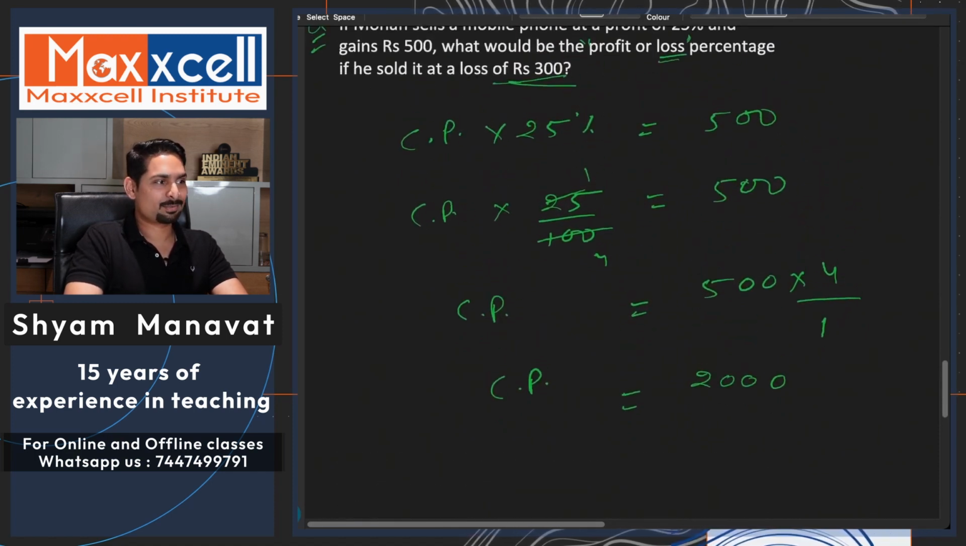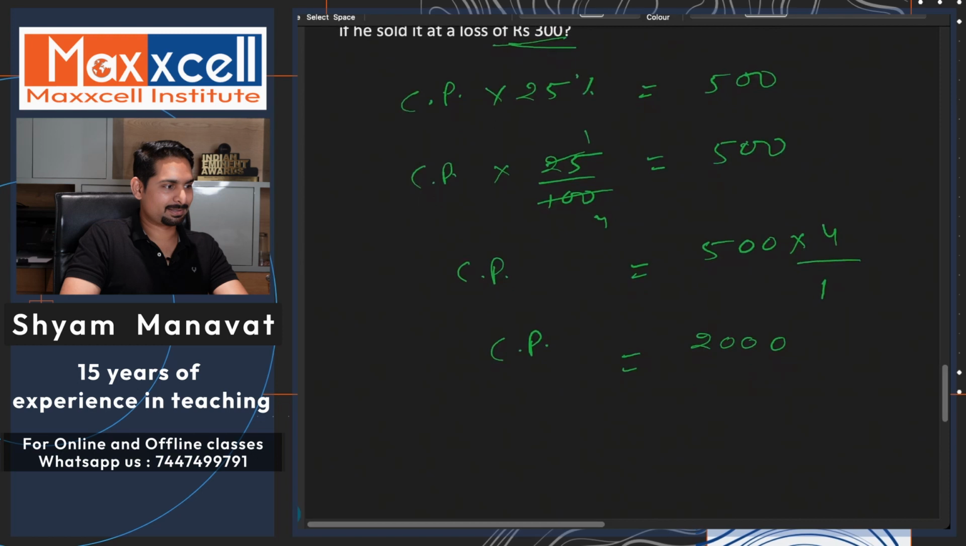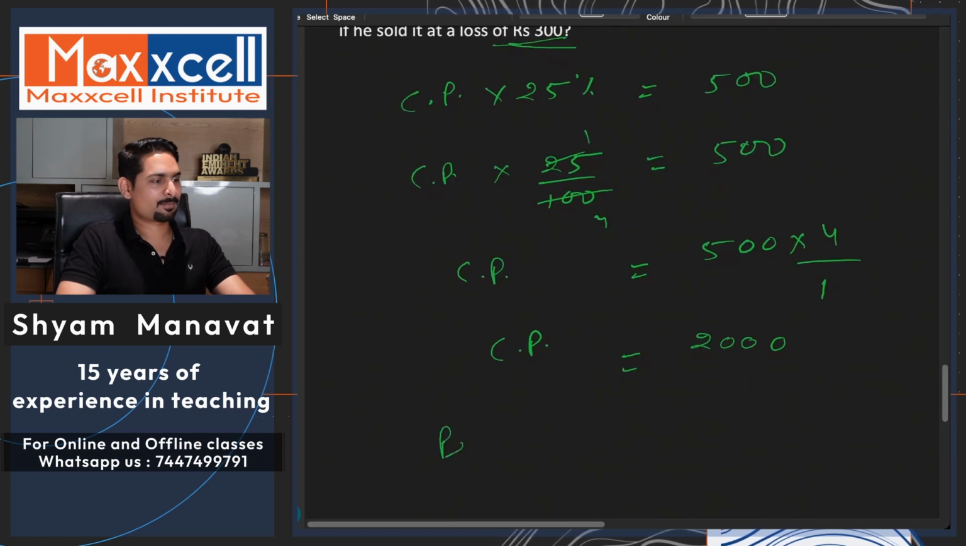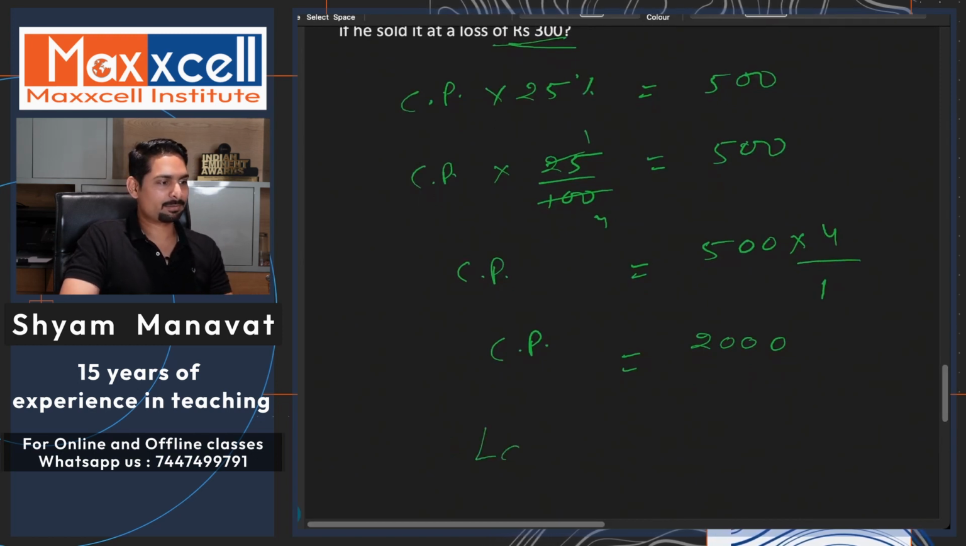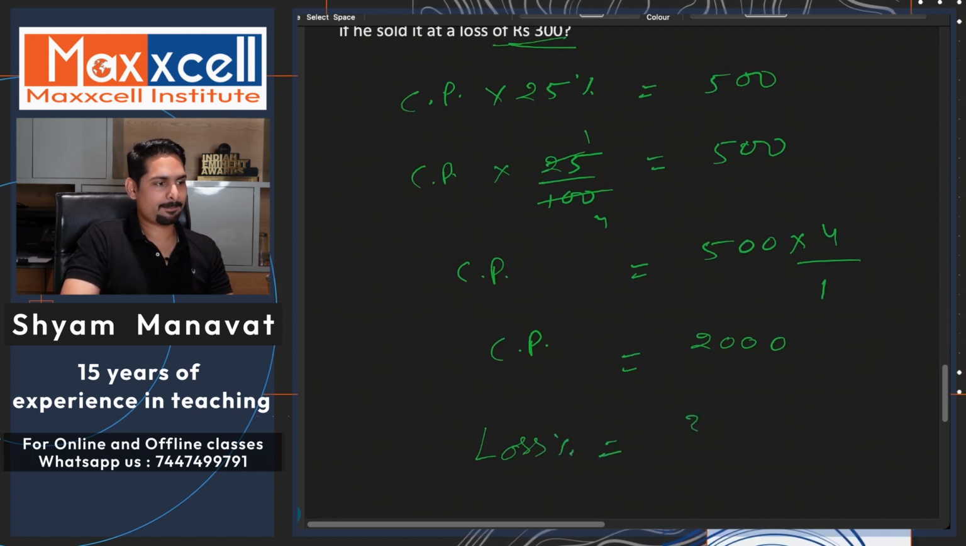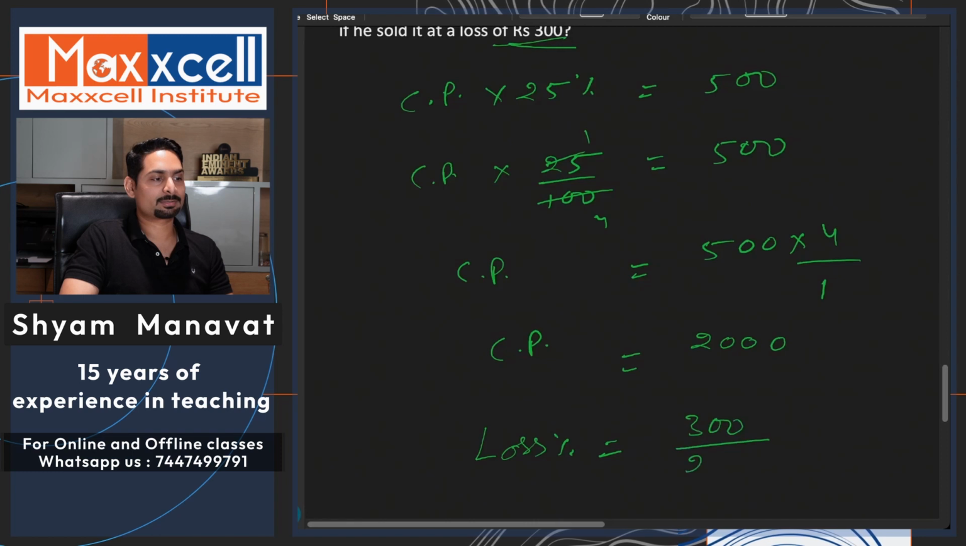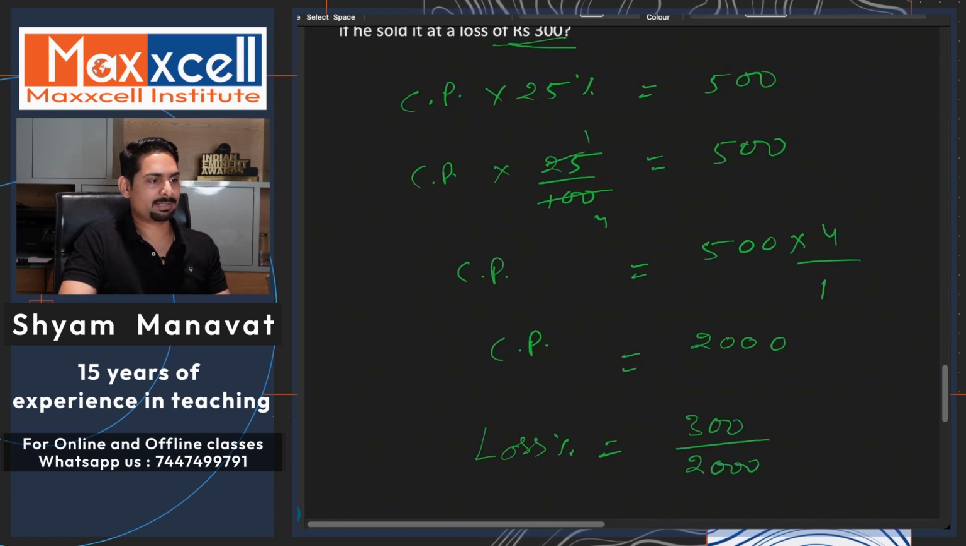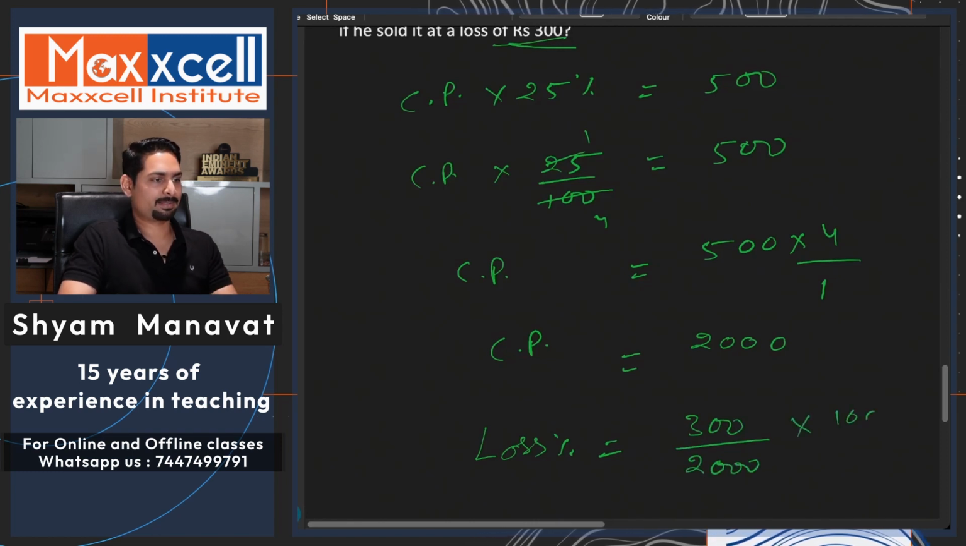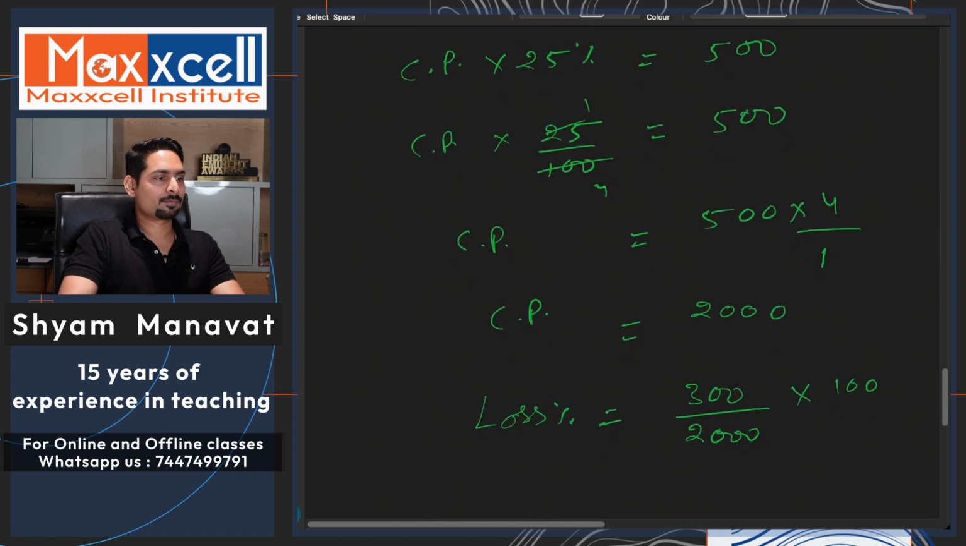The question said if there is a loss of 300, then find the loss percentage. Okay, no problem. We know loss percentage is also calculated on cost price, right? So loss, which is 300, divided by 2000, which is the cost price, multiplied by 100. That's great. Okay. Simplify this.